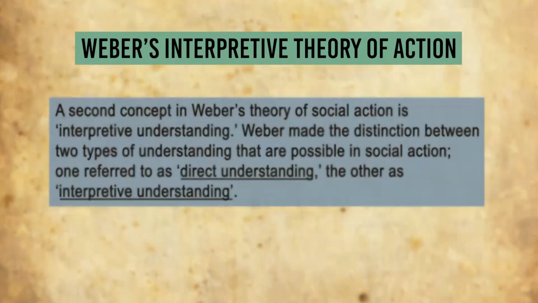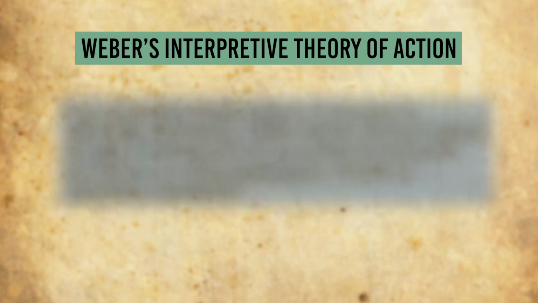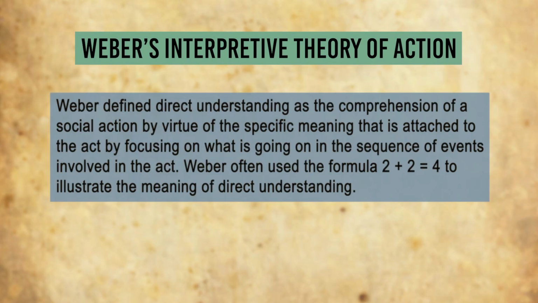Now, a second concept in Weber's theory is social action, which is nothing but the interpretive understanding. And this is very different from direct understanding. The other is interpretive understanding. What is direct understanding? Where you see the cues and come to a conclusion. You do not have to think anything else. So 2 plus 2 is 4. It is as clear as anything. There is no need to give a lot of effort into it. You will not have to find out the inferences.